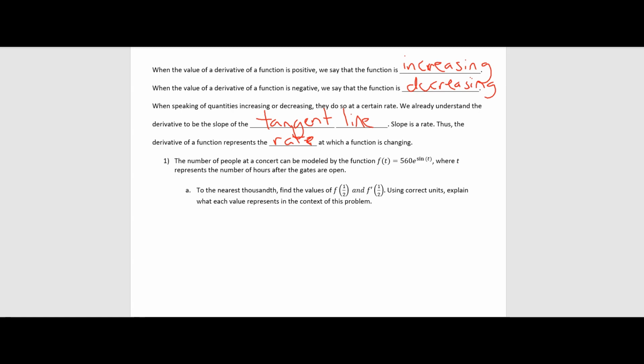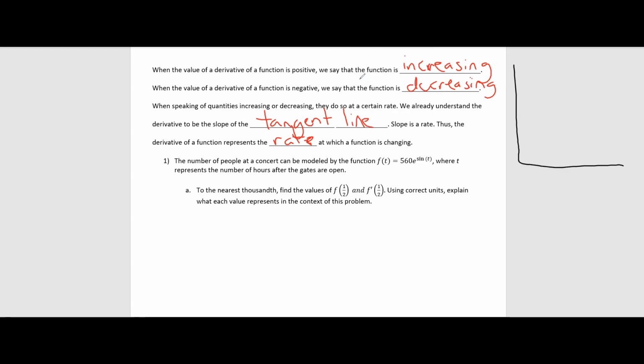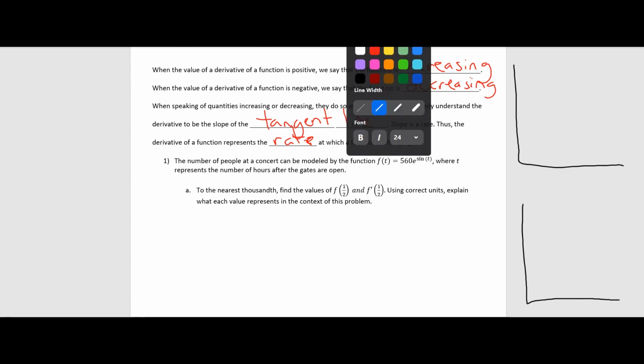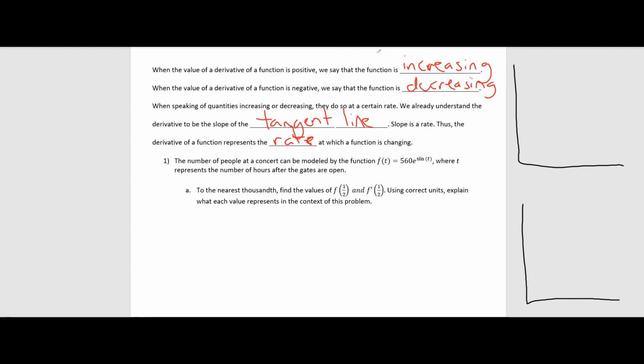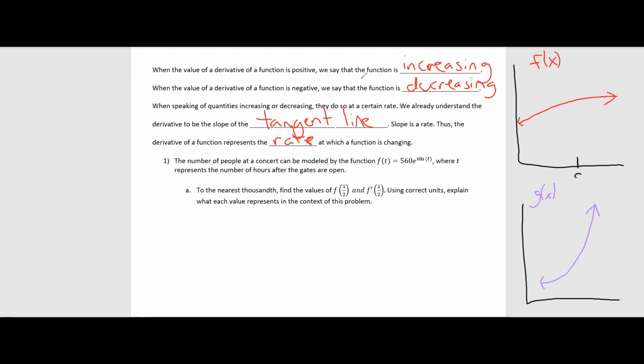So we can think about it. Let me draw you two examples real quick. Say we have two functions here. We have a function like that, we'll call that f of x. And we'll call this function down here g of x. And let's pick the point, we'll just call this x equals a.